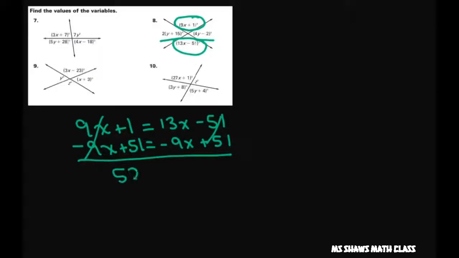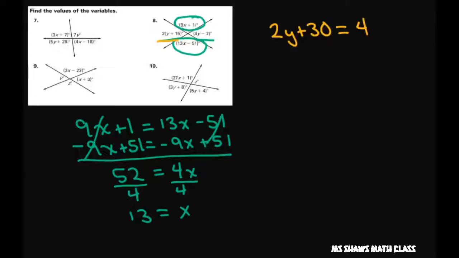So we get 52 equals 4x. Divide both sides by 4. And that would be 13. So x is 13. And then for the y's, I'm going to go ahead and distribute this one. 2y plus 30 equals 4y minus 2. Subtract 2y from both sides, add 2 to both sides of the equation.